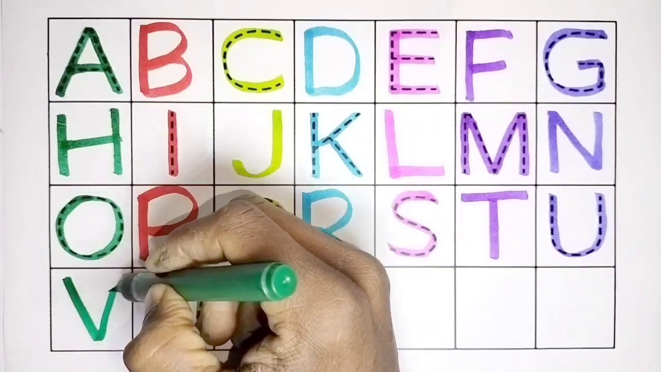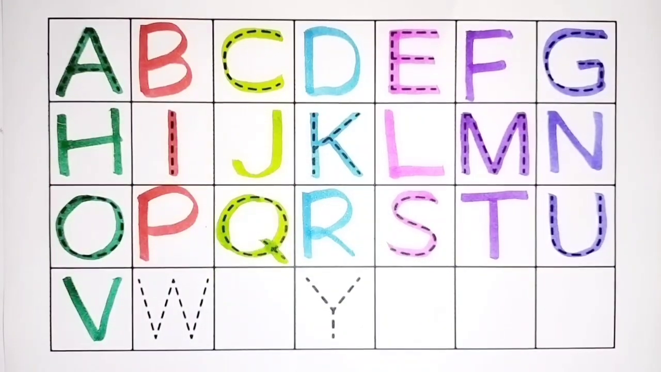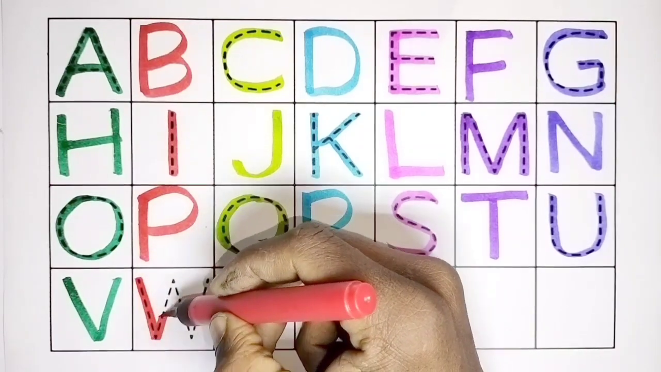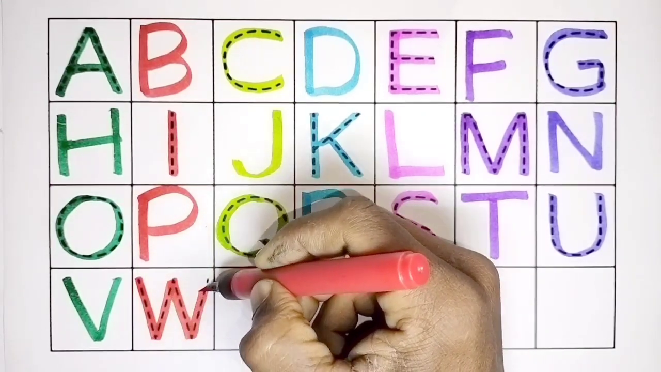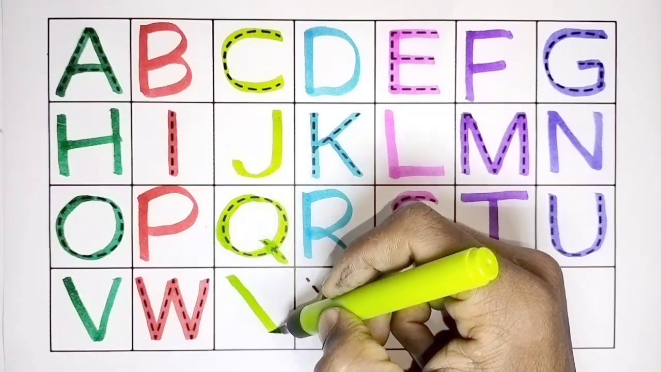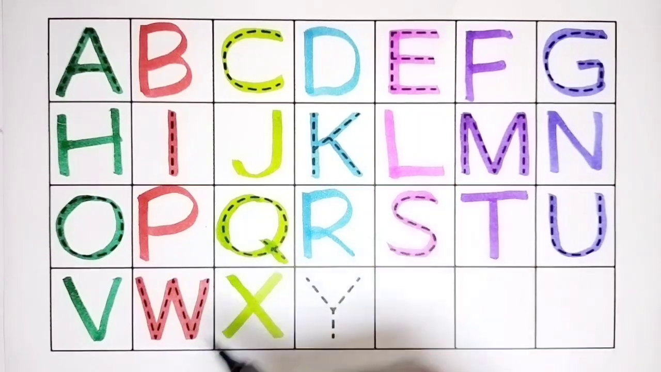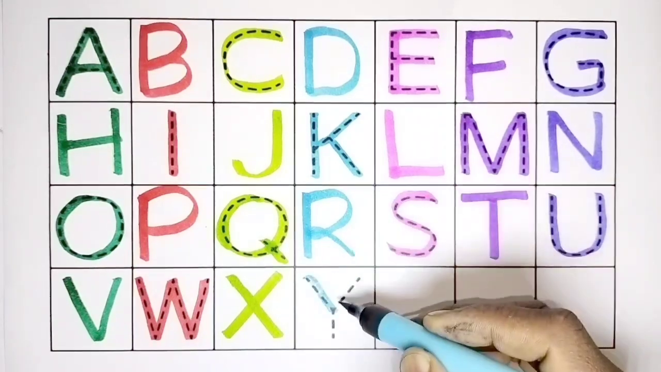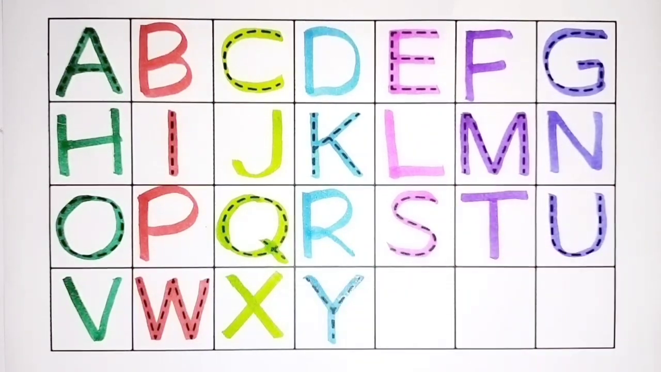V for van. W for watch. X for x-ray. Y for yak. Z for zebra.